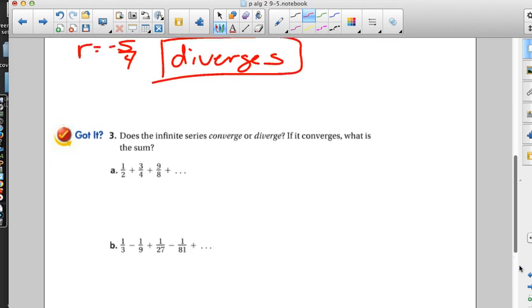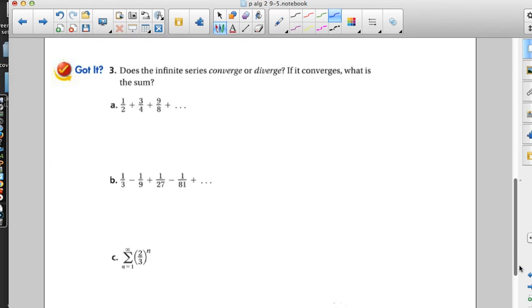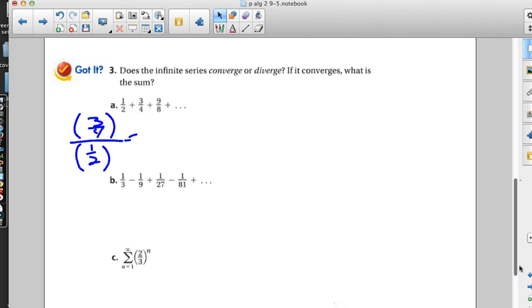Alrighty, let's look at this one. Does the infinite series converge or diverge? If it converges, what is the sum? Just like we were doing before. Okay. How are we going to find R? Find a couple of terms to divide, right? I mean, they're fractions, so nobody's going to be real happy about that. But let's go ahead and punch in 3/4 divided by 1/2. And let the calculator give that back to us as an R value.